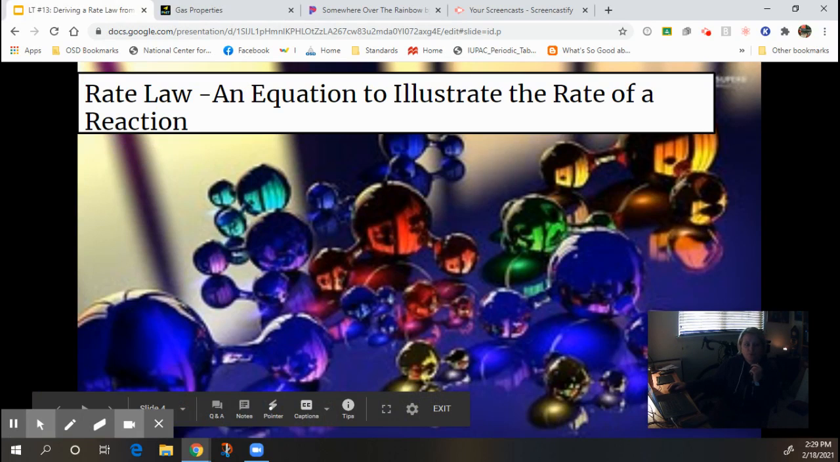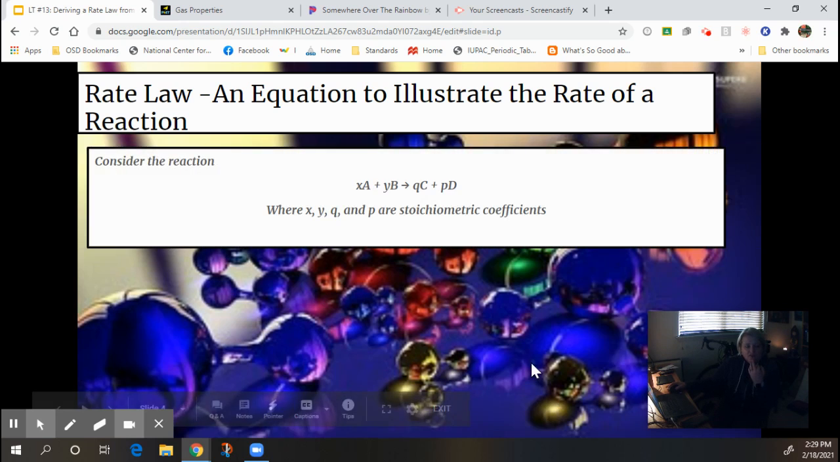So let's define what we mean by rate law. Rate law is defined as an equation to illustrate the rate of a reaction. So let's take this generic chemical reaction here, where you've got reactant A, reactant B with particular stoichiometric coefficients X and Y that will make product C and product D with particular stoichiometric coefficients. Here's what a rate law would look like in one particular version.